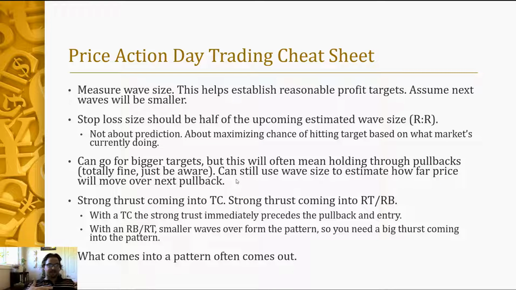If it's been moving up 10 cents and then pulling back, why should anything change once we get into that trade? So we accept the pullback, we hold through it, and then we calculate out, okay, the next wave is probably going to be 10 cents. Do I want to hold through another pullback, or do I want to move my target to where it's likely to get hit based on these wave sizes? So this really helps me out.